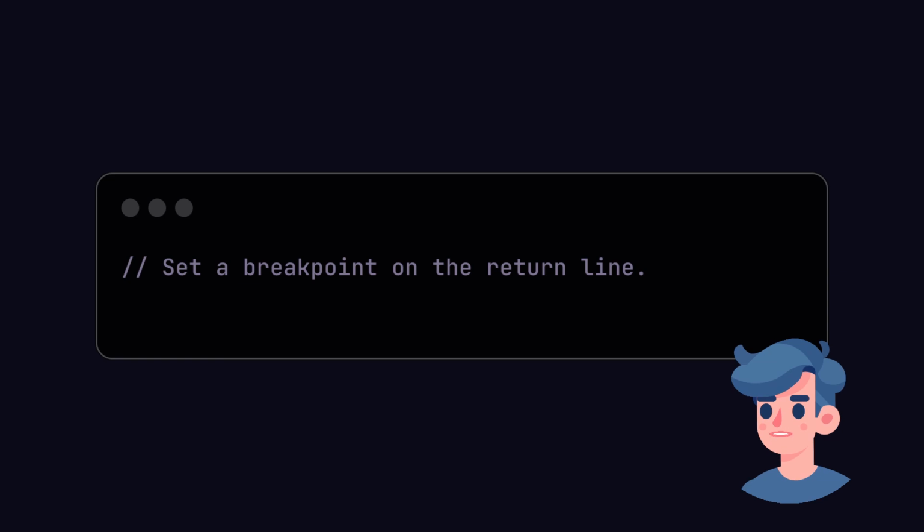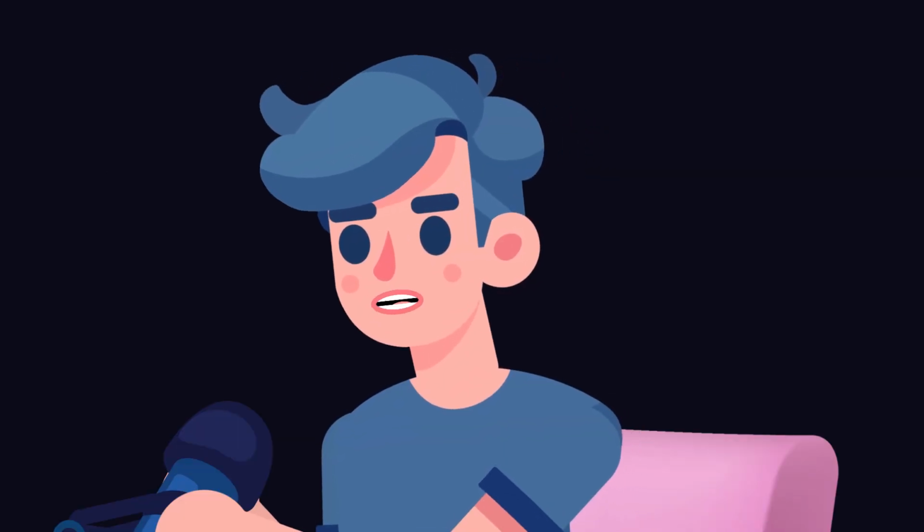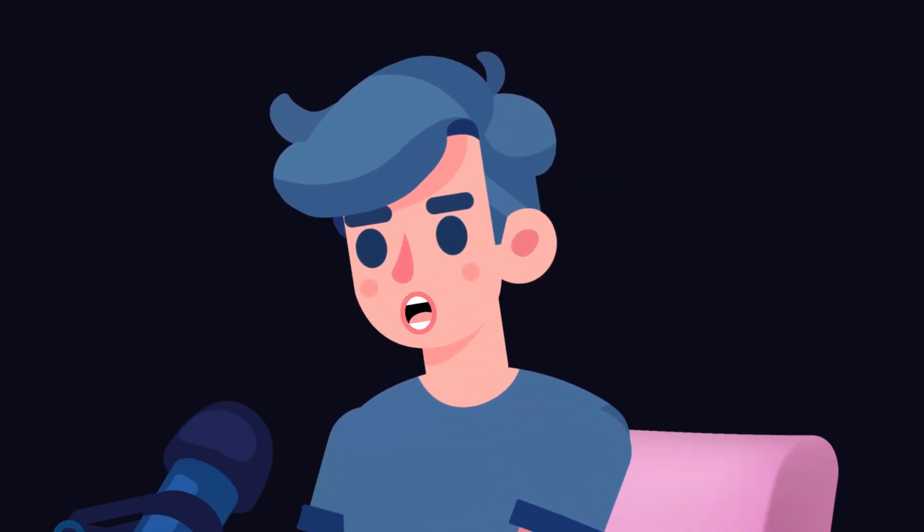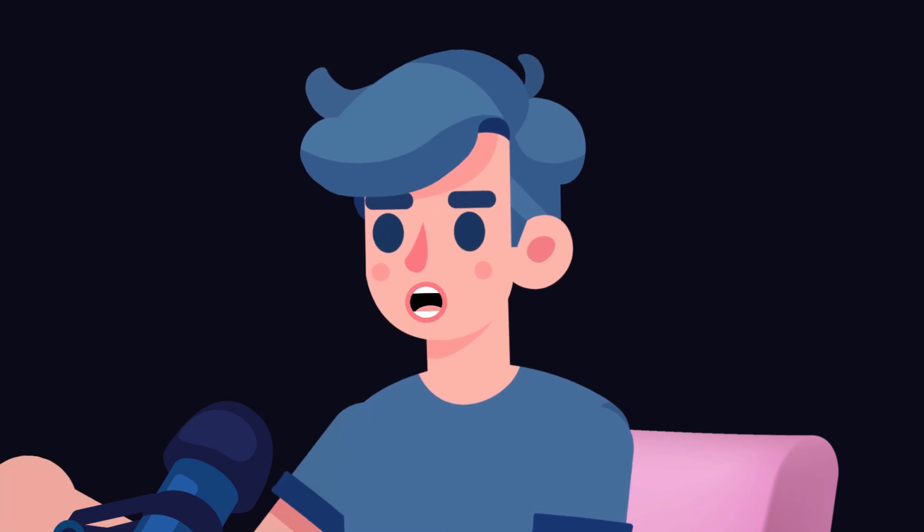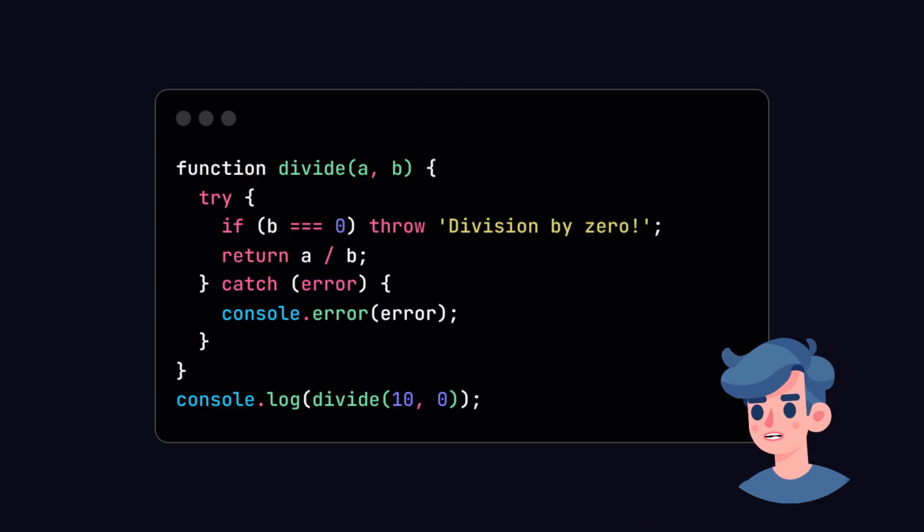Once inside the Sources tab, you can set breakpoints by clicking on the line number next to the code. Let's set a breakpoint in our sum function. When you refresh the page and trigger the function, execution will pause at the breakpoint, allowing you to inspect variables and step through the code line by line. Debugging through breakpoints is an incredibly effective way to understand the flow of your application and identify where things go wrong.